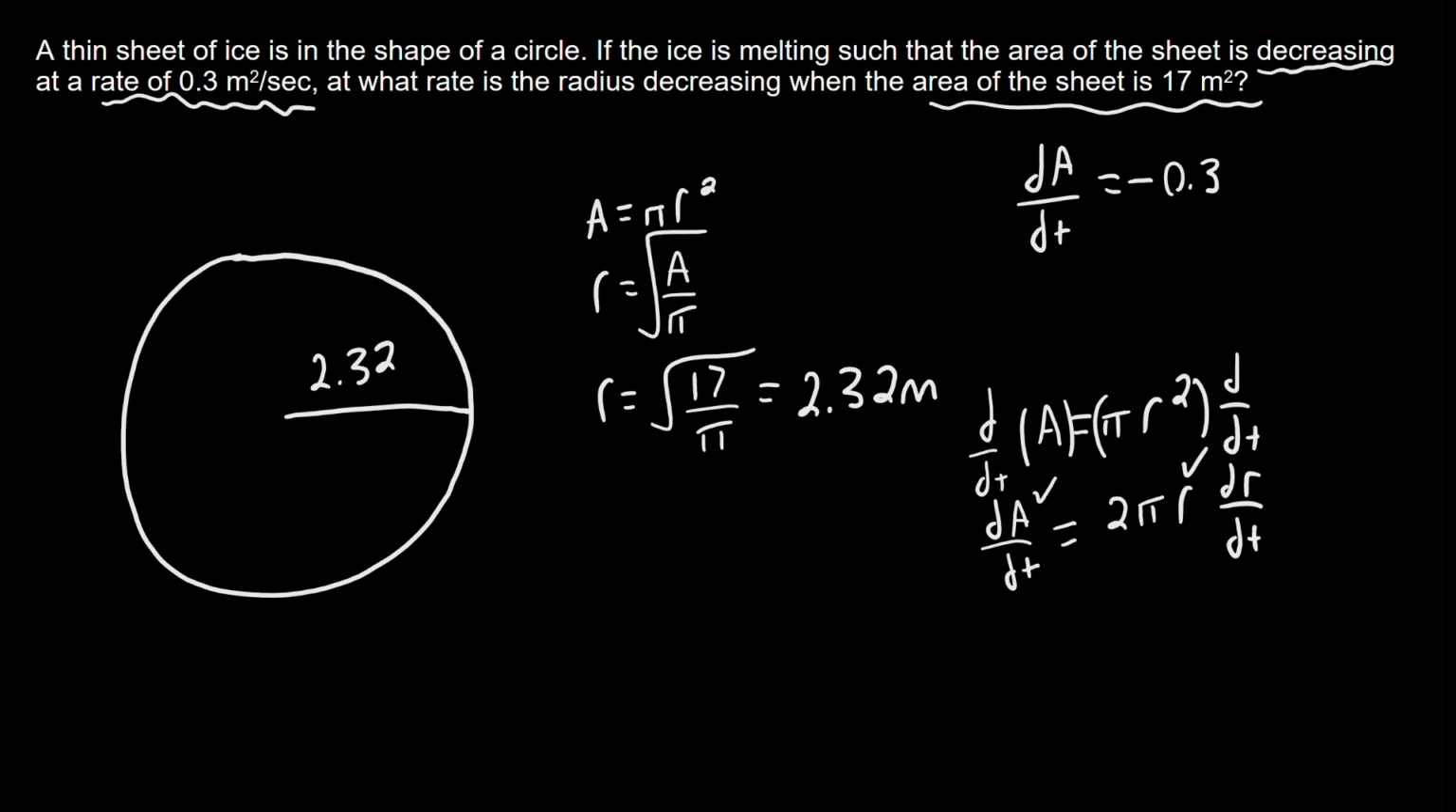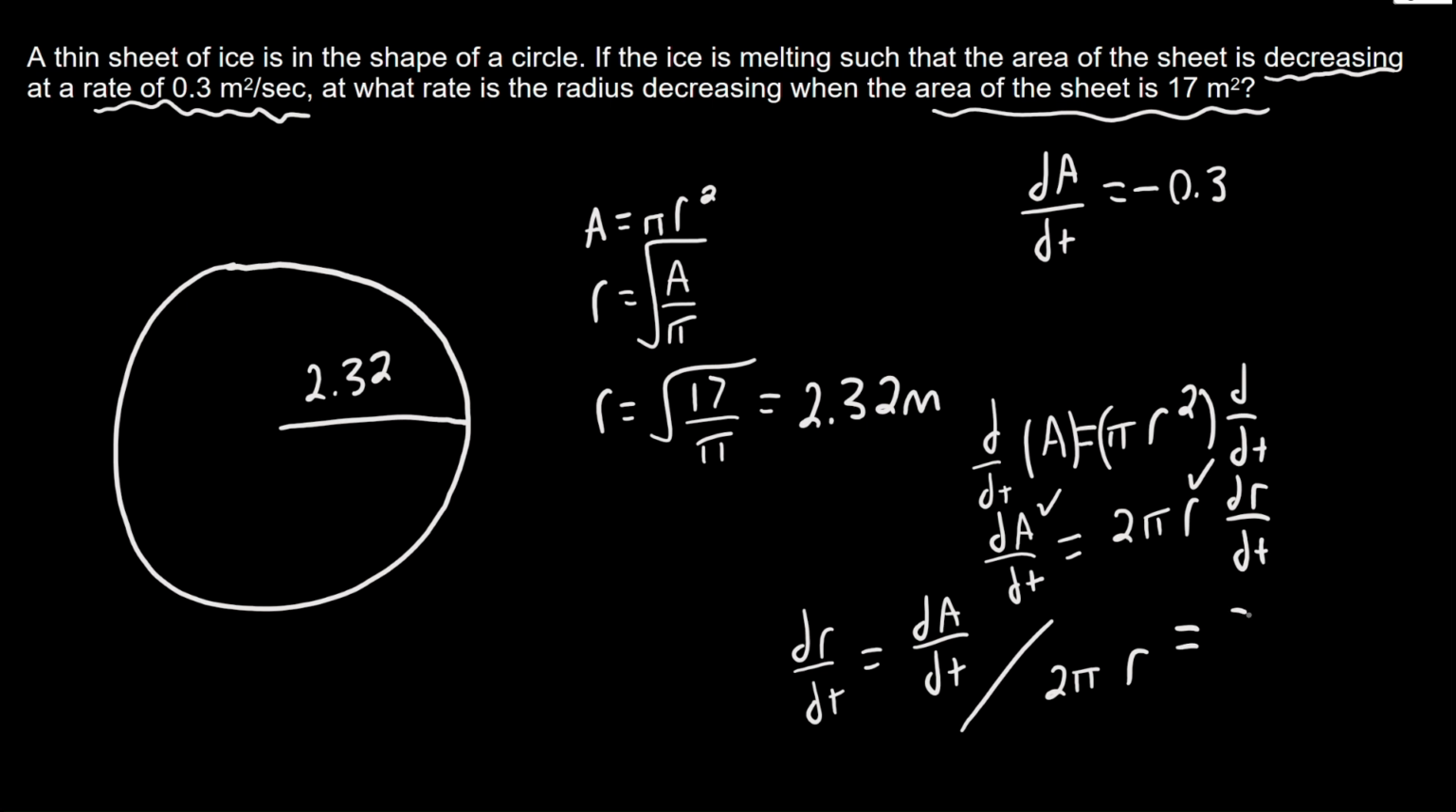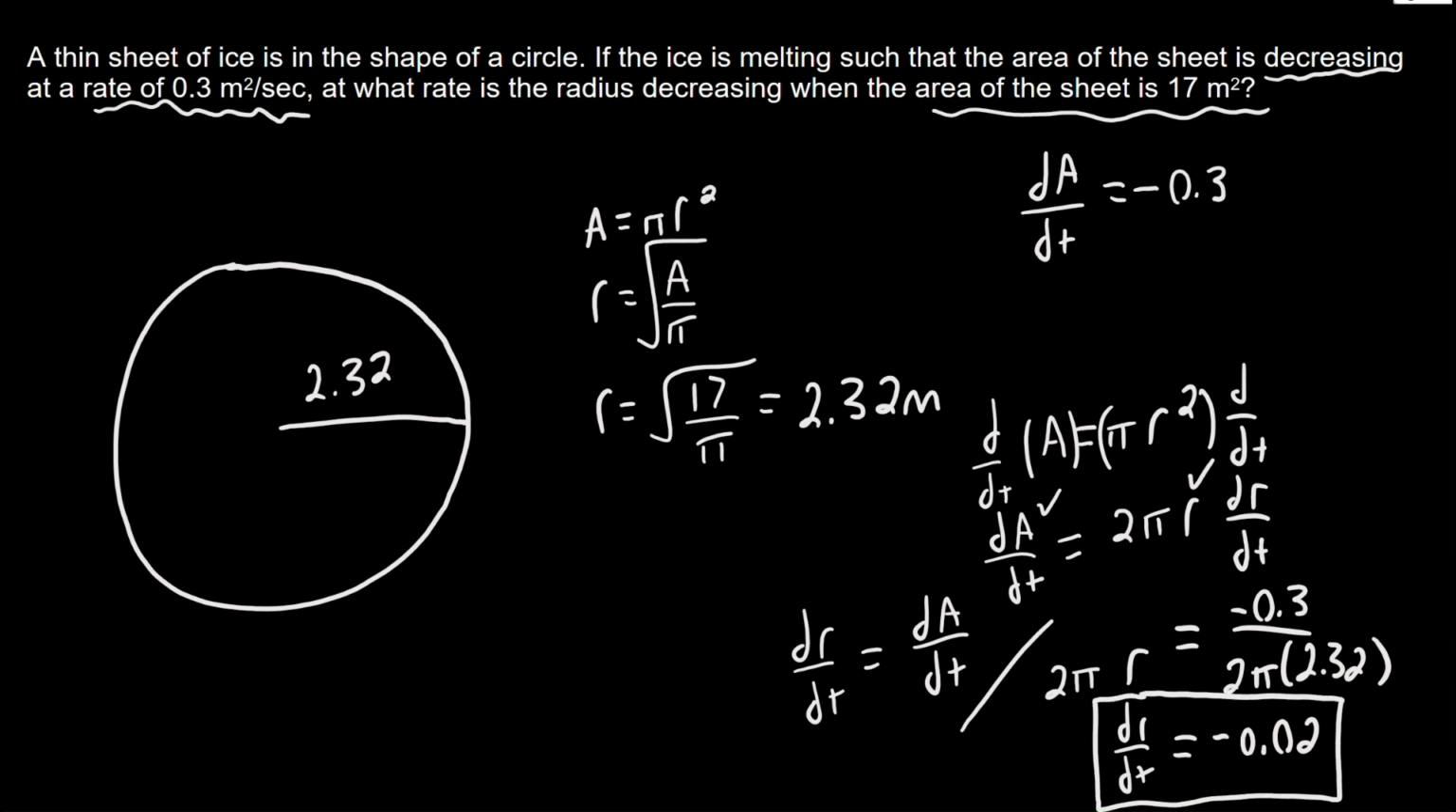Now once we isolate for dr over dt, we're going to get dr over dt equals dA over dt all divided by 2 pi r. So that would be negative 0.3 over 2 pi times 2.32. So if you plug that all in, you'll get negative 0.02, and that's dr over dt. So it makes sense that the final answer is negative because it says the radius is decreasing.